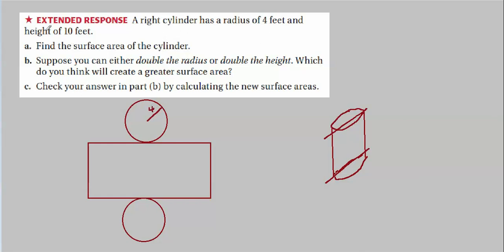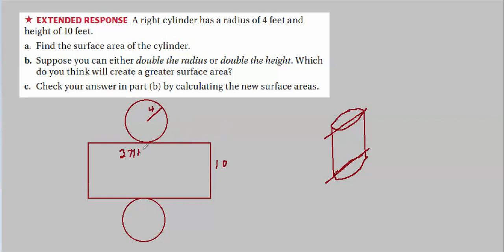Tell us the height is 10 feet. Not much of a scale, is it? Well, then what's the length from here to here? Well, remember, it's 2 pi r, just the distance around the circle, because this rectangle has to wrap around this circle.